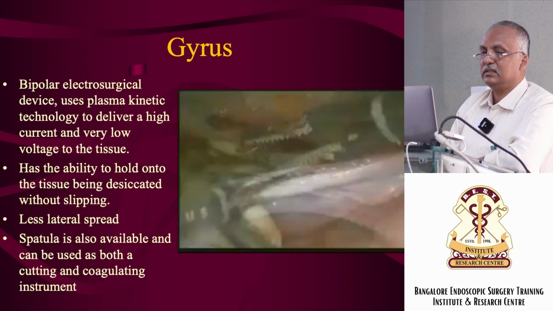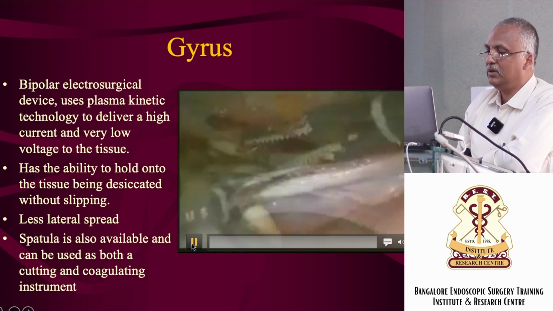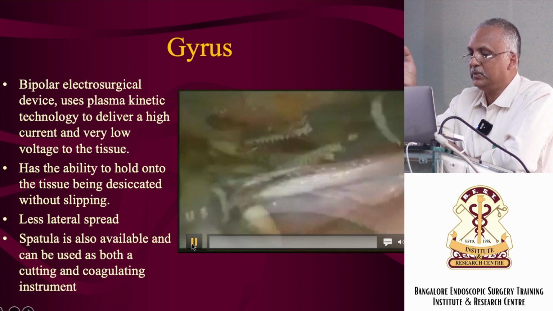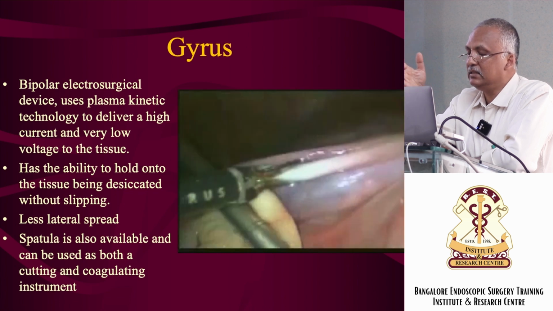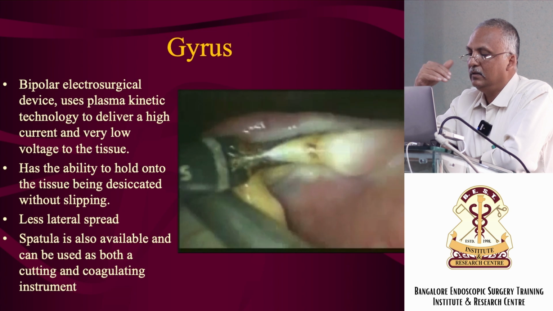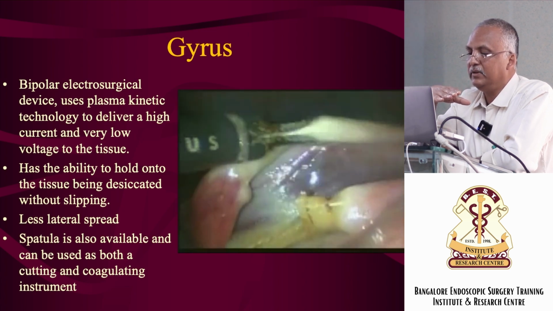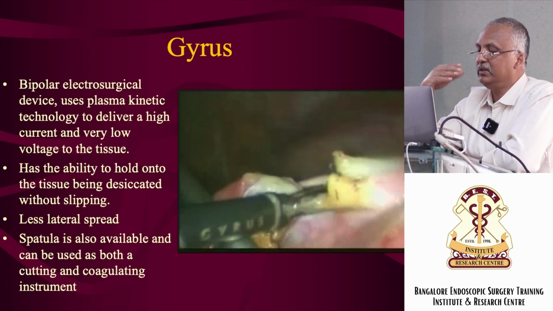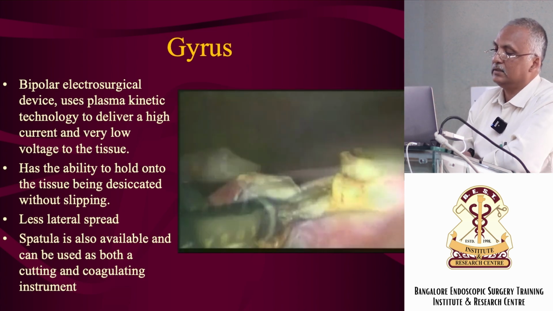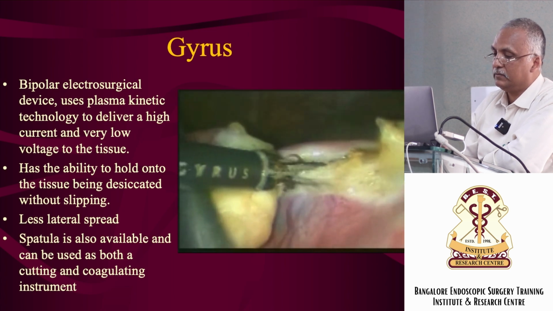Now this is Gyrus. Gyrus is a bipolar electrosurgical device again. In each one they have slightly changed the temperature settings, they have changed the electricity settings, they have changed the size and shape of the instrument slightly, and the type of cutting is also different in different instruments. You have a knife which looks different in different instruments, and the probes are of different sizes and shapes.